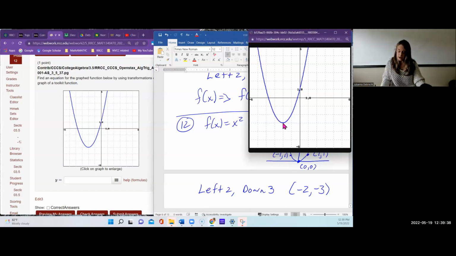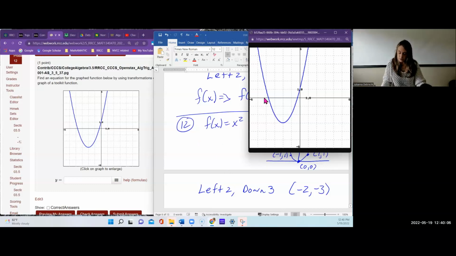Now let's take a look at the relationship between the points and the vertex. Is it still right 1, up 1? Yeah, that checks. Left 1, up 1? Yeah. Right 2, up 4? 1, 2, 3, 4. Yes. Left 2, up 4? 1, 2, 3, 4. Yes. Then there's been no horizontal or vertical stretch or compression. We only have to worry about shifts left, right, and up, down.